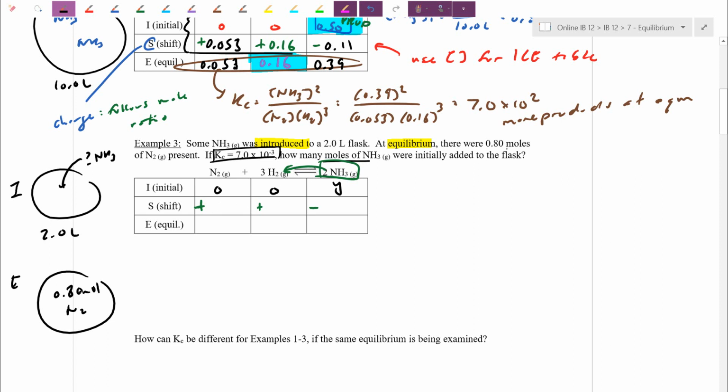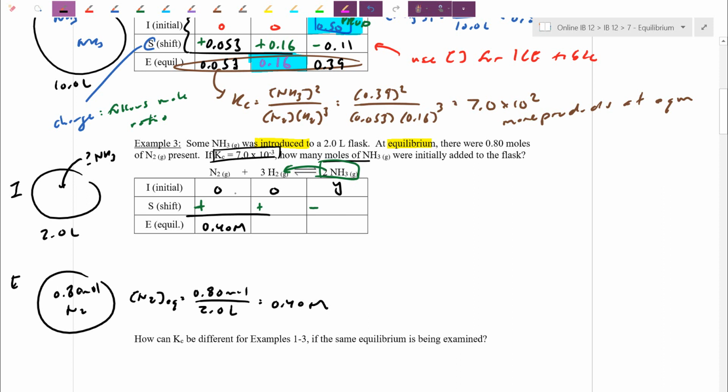Phew, this time they actually tell you at equilibrium, we know how much N2 I have. Let me just do that on the side here. What is the N2 at equilibrium? I just want a concentration. So 0.80 moles of this chemical in a 2-liter container. So 0.40 at equilibrium. So at the end of the day, the N2 is actually 0.40.